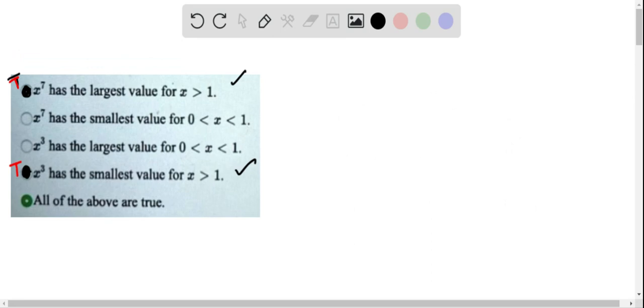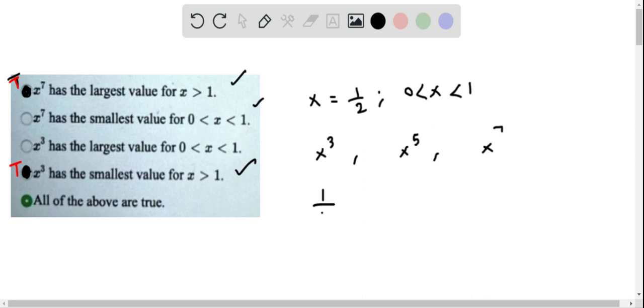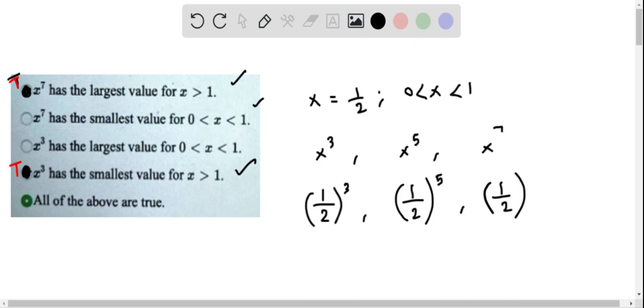Now let's verify this statement, that is x power 7 has the smallest value for x greater than 0 and less than 1. Here consider x to be like half, which is definitely greater than 0 and less than 1. So let's evaluate the expressions x cube, x power 5 and x power 7 by plugging in x equal to 1 by 2. So this will be 1 by 2 quantity cube, 1 by 2 quantity power 5, and 1 by 2 raised to the power of 7.